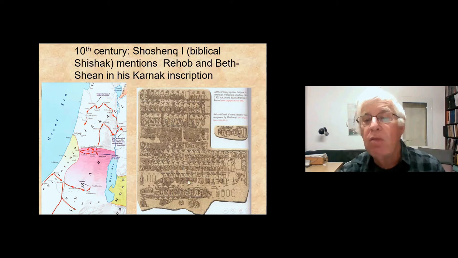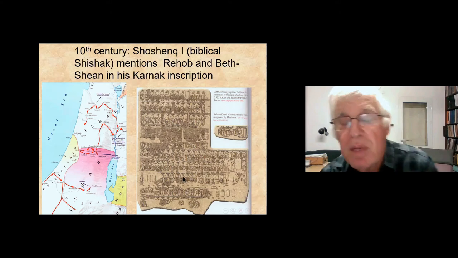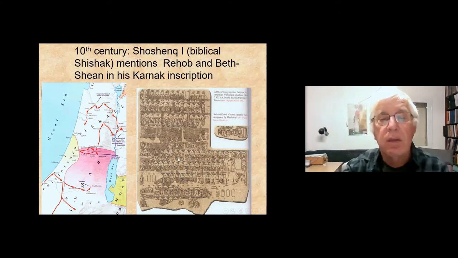We have here about 120 names. Many of them are Hebrew names, like Arad, for example, places which are known from the Bible. Even the name Abraham is mentioned here. So he really knew what he's doing. And we can see the map here, the arrows, which show the route.